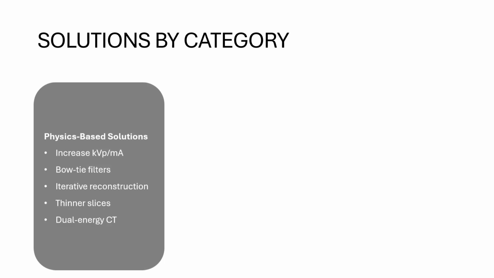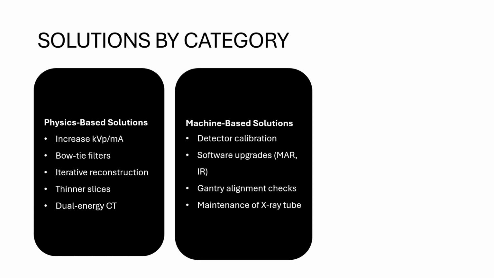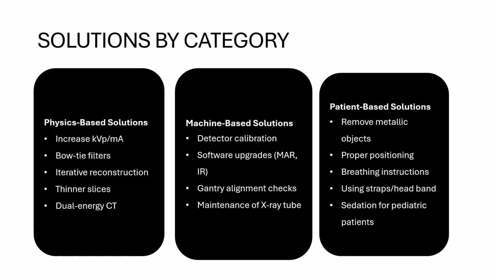Now the solution of these artifacts by category. So first is the physics based solution: increase KVP and mA, bow tie filters, iterative reconstruction, thinner slices and dual energy CT. Machine-based solutions include the detector calibration, software upgrade, gantry alignment checks, and maintenance of the X-ray tube. And patient-based solutions include the removal of removable metallic objects, proper positioning, breathing instructions, using straps or headbands, and sedation for the pediatric patients.